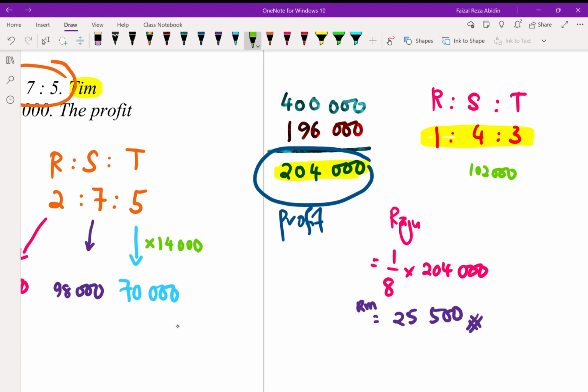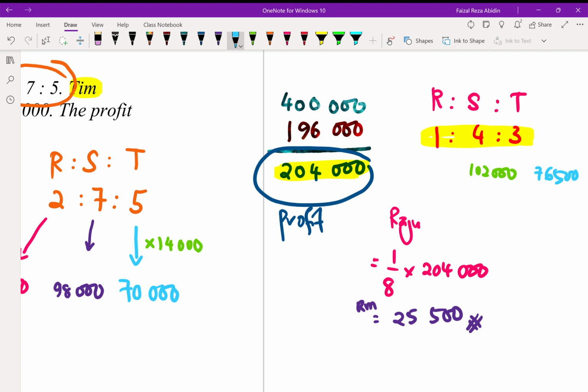Okay, for team, 3 over 8 times 204,000. 76,500. Okay, now we want to recheck. If we add Raju, Salim and team profit together, you are going to get the total profit of 204,000. Is it correct? Can you understand? But we no need to find all 3 of them lah. You just need to find only for Raju.